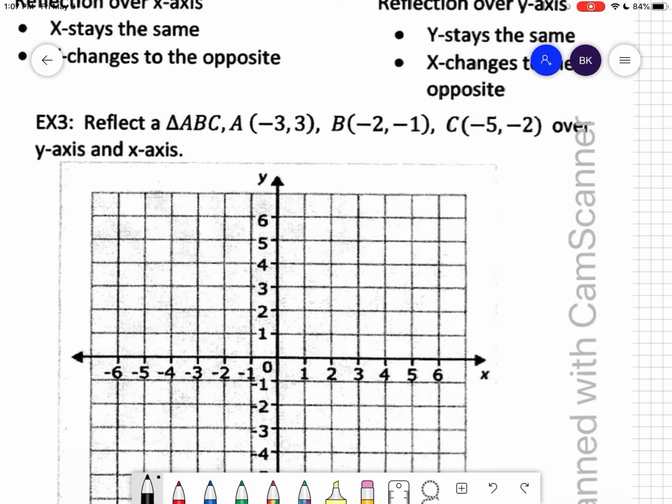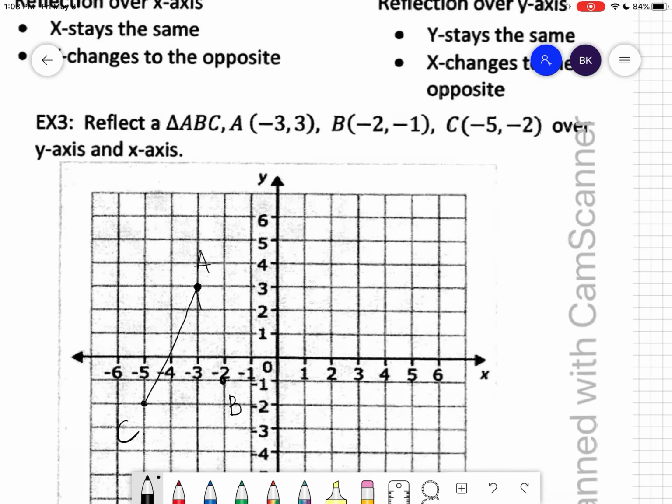So let's do that. I'm going to make my original shape regular black color so we can distinguish between different colors and different reflections. Triangle ABC, A is negative 3, 3. B is negative 2, negative 1. That's B. This is A. And C is negative 5, negative 2. Okay, that's C.